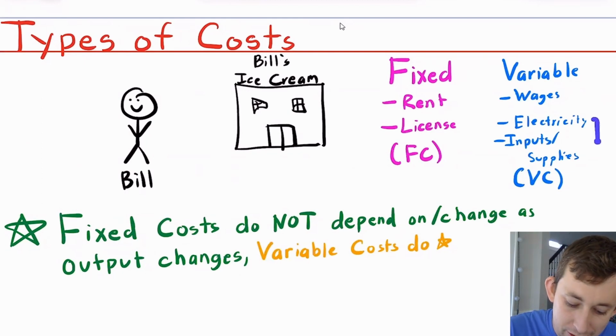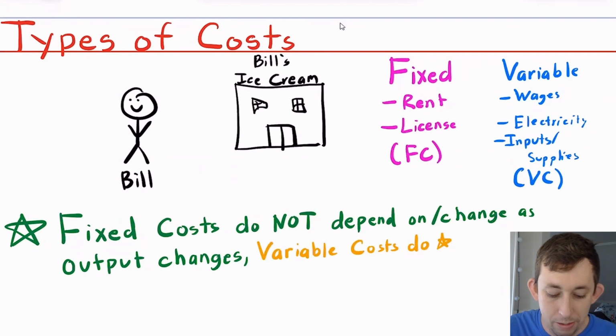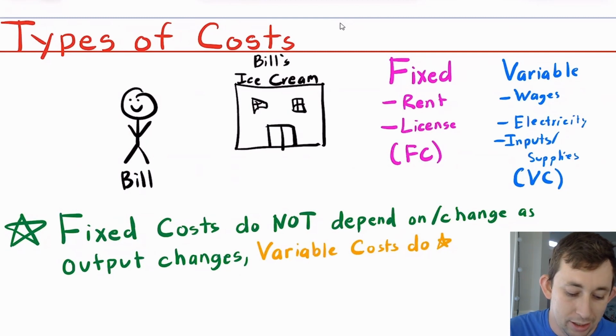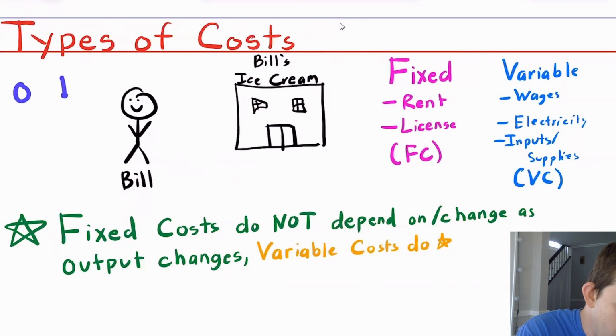For electricity, supplies, and inputs, again, all of those things he's got to have more of. He's got to use more of those things to make more ice cream. If he uses more of those things, his costs are going to go up. So both Bill's labor and his input costs are going up as his output changes, so that's what we call variable cost. Fixed cost is not going to change depending on whether Bill makes 0 ice cream cones or 100 ice cream cones. So if he makes 0 or 100 ice cream cones, his fixed costs stay the same.